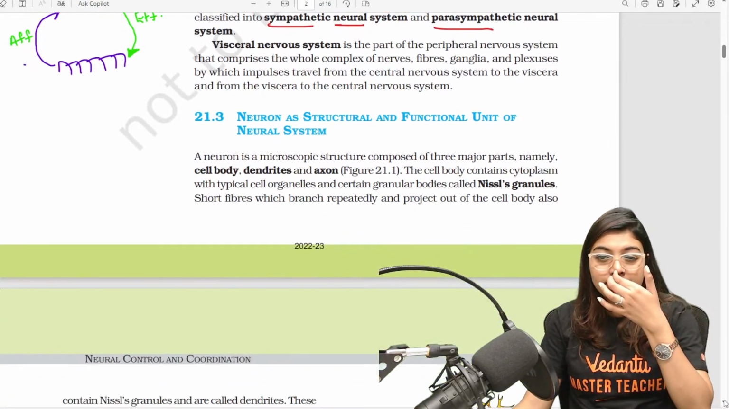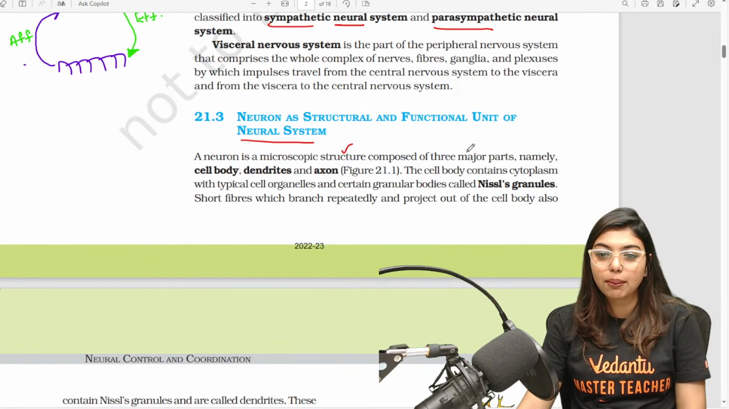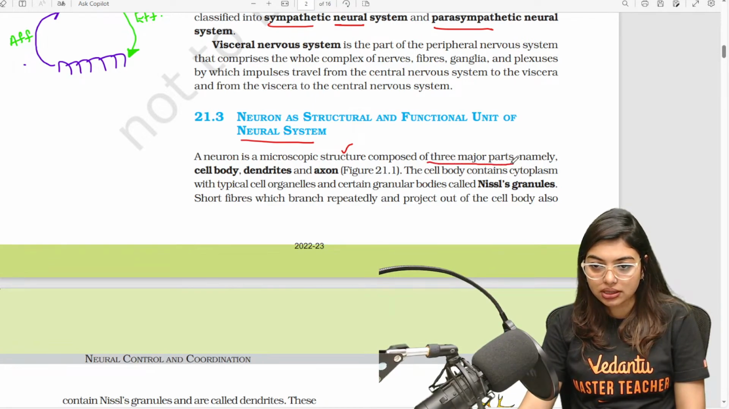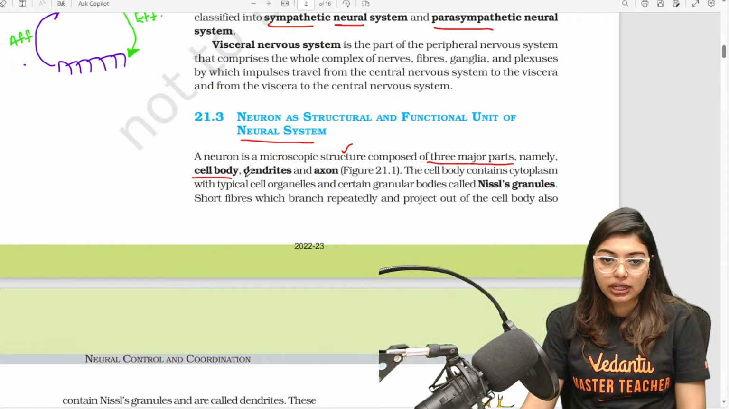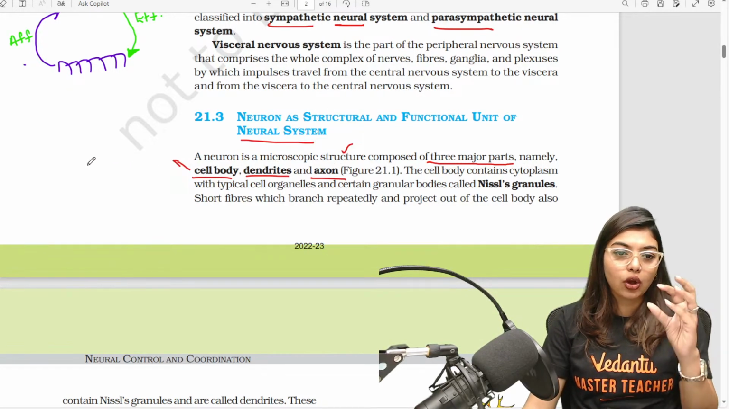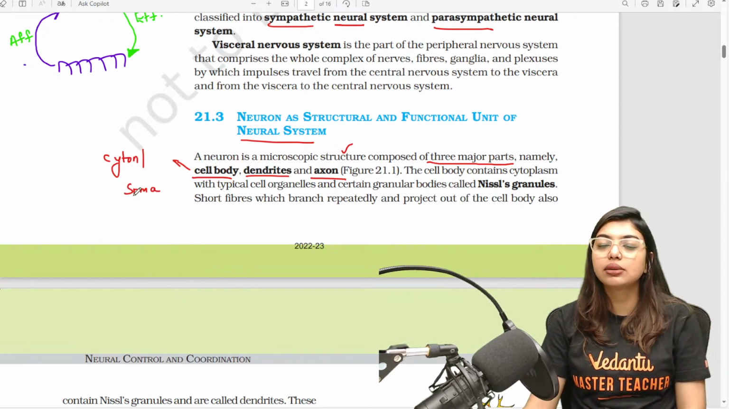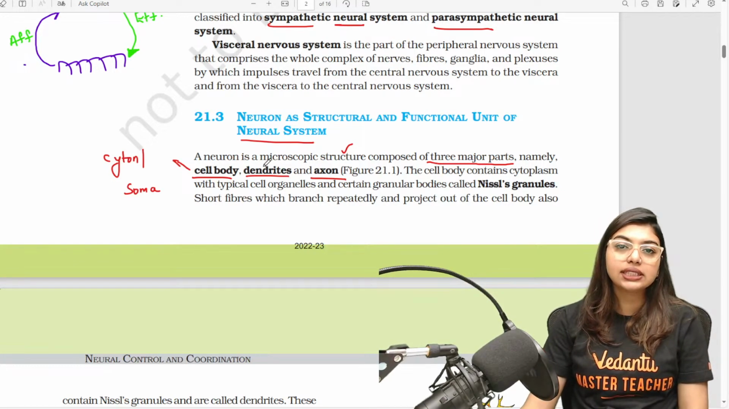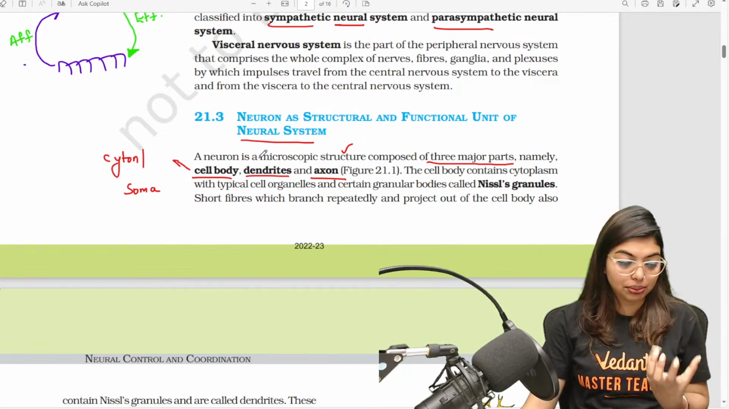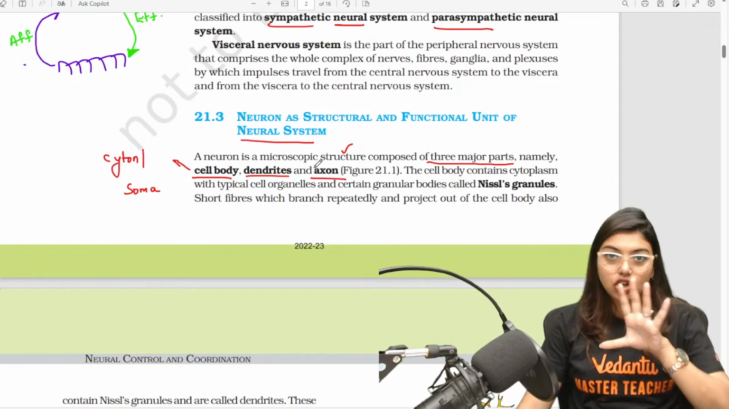Now, the neuron as a structural and functional unit of the neural system. A neuron is a microscopic structure composed of three major parts, namely cell body, dendrites and axon. As I told you, the cell body, you can also call it cyton or soma. These were the names I told you. Dendrites are short branched structures. Branched structure is important to remember. Axon is a long process which is not at all branched.